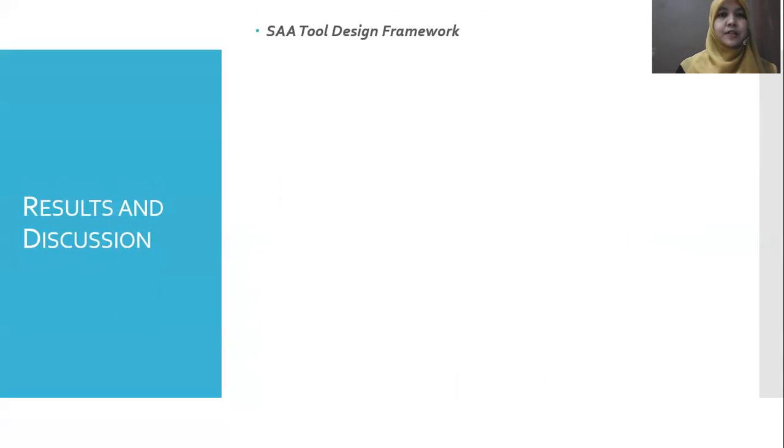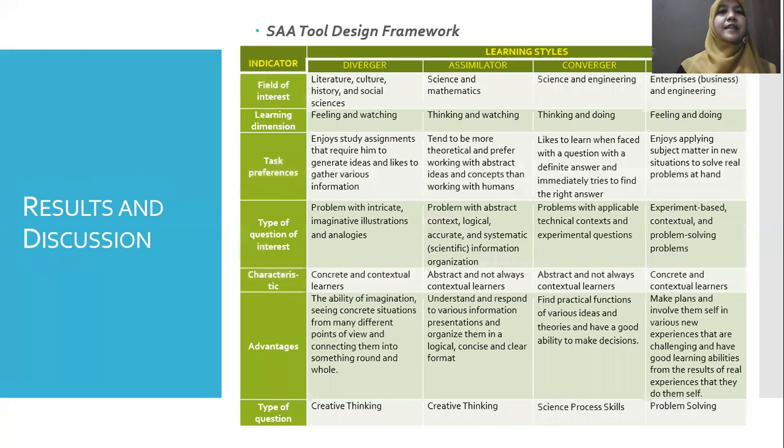Result and discussion: we have the SAA tool design framework. There are 7 differences among the 4 learning styles: field of interest, learning dimension, task preference, type of question of interest, characteristic, advantages, and type of question. For example, who is the divergent learning style? He or she uses the type of question creative thinking.